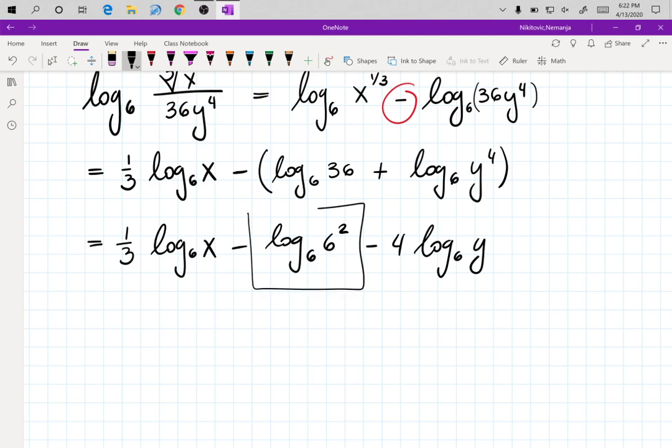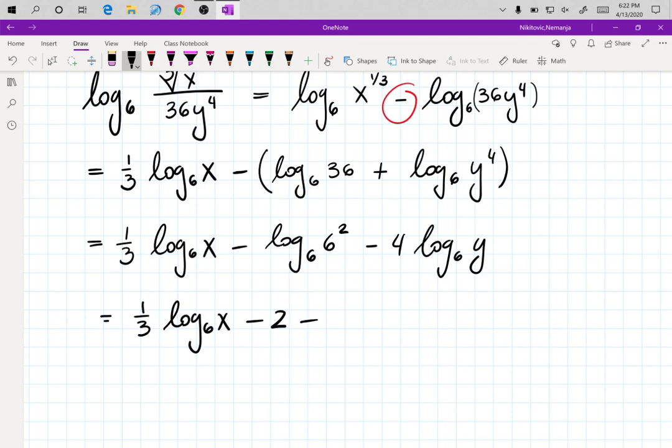For the middle term here, you can either remember that same bases cancel, or you can say drop 2 in front and then log 6 of 6 is 1. So 2 times 1 is 2. But the answer is 1/3 log base 6 of x minus 2 minus 4 log base 6 of y.